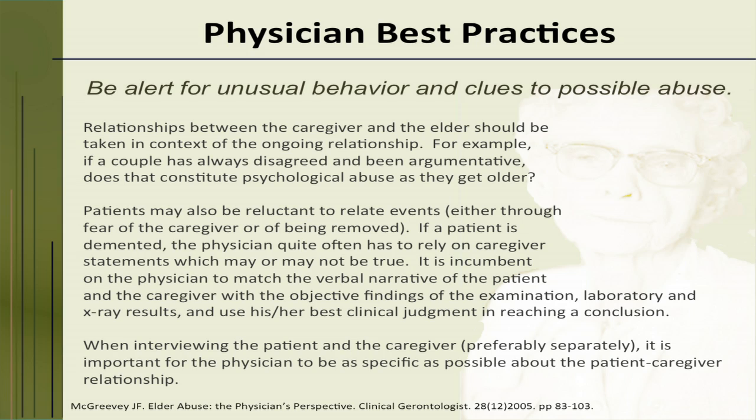But if a patient is demented, the physician quite often has to rely on caregiver statements, which may or may not be true. So we have to think about whether these caregivers are actually providing us the right information, and look at these different labs and different x-rays and other physical findings that we see to try to correlate those with what the caregiver provides us as the reasoning for the types of injuries or disposition of the older adult.